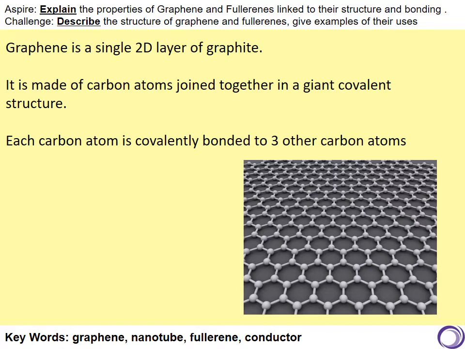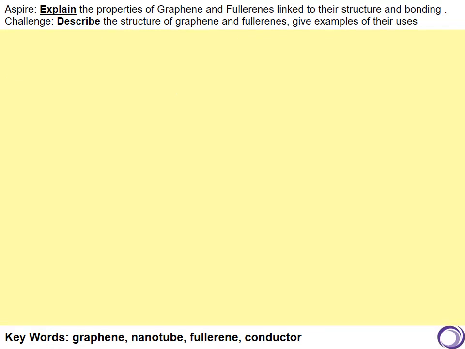So graphene is a single 2D layer of graphite. It's made of carbon atoms joined together in a giant covalent structure, and just like with graphite, each of the carbon atoms is covalently bonded to 3 other carbon atoms. Here's a short video about graphene.